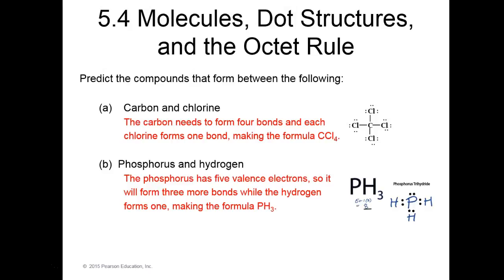So with carbon and chlorine, the carbon needs to form 4 bonds, and each chlorine forms 1 bond, making the CCl4. Phosphorus and hydrogen, the phosphorus has 5 valence electrons, so it will form 3 more bonds, while hydrogen forms 1, making the formula PH3.